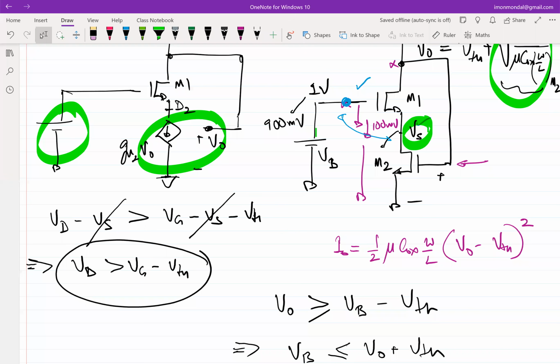So if VB goes further below that, M2 will leave saturation, right? Correct. And in that case, you have to analyze what happens to the output. Till now we have totally neglected any output conductances, right? So your output conductance will get affected. So worst case, what will happen? Let's assume I push VB so low that M2 goes into deep triode, VDS of M2 close to 0. So then what is likely to happen?